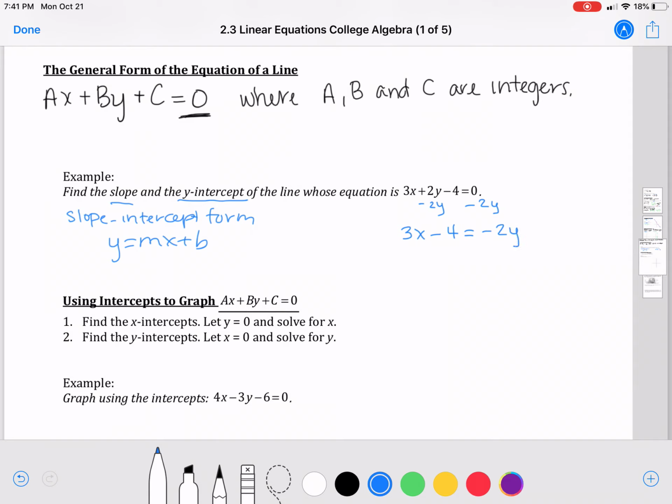Then to get y by itself, we're going to divide by -2 from all three terms. Those cancel, so we have -3/2 x, and then -4 divided by -2 is a +2. If you want, you can move the y equals to the front. Now we can easily tell that our slope is -3/2, and our y-intercept is 2.